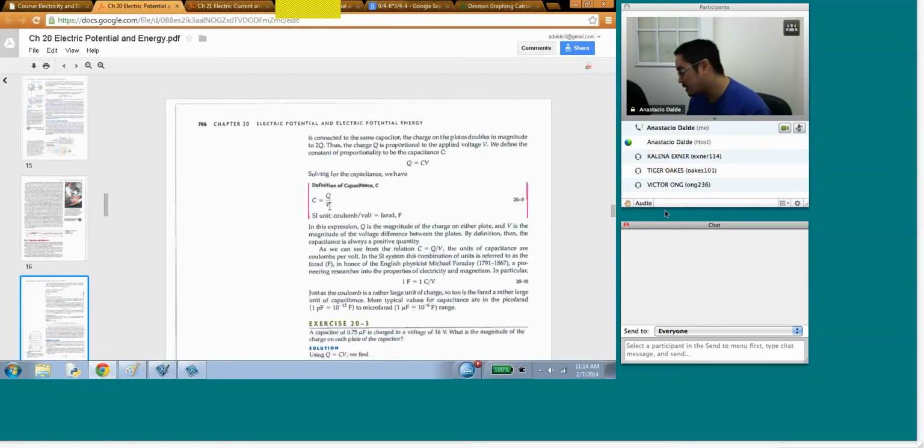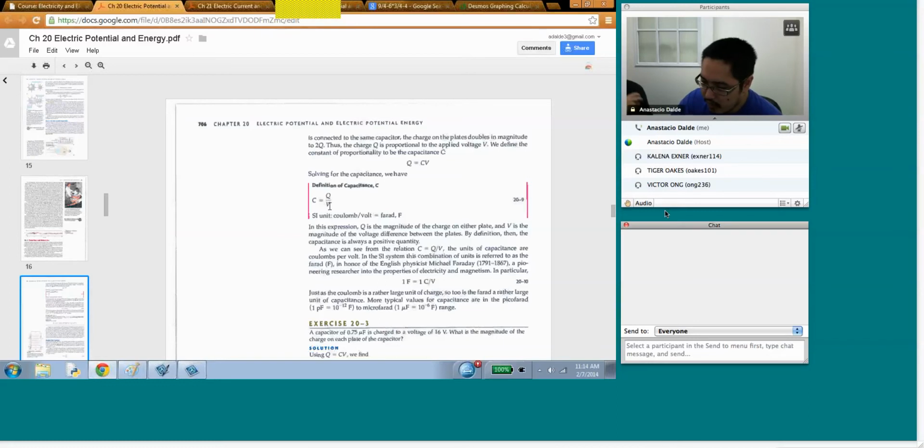How do we measure capacitance? What are the units for capacitance? Capacitance is measured in farads, after Michael Faraday, an English physicist. He also helped us out with a lot of... no, wait, that was Michelson and Morley. Michael Faraday was an English physicist, but he was also a guy who did a lot of electricity stuff. So it's really cool.